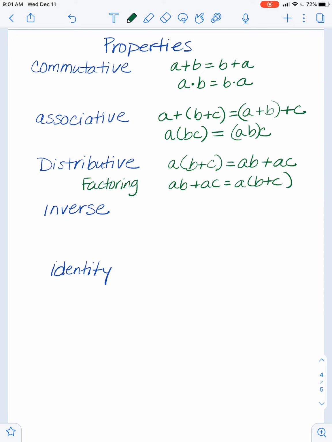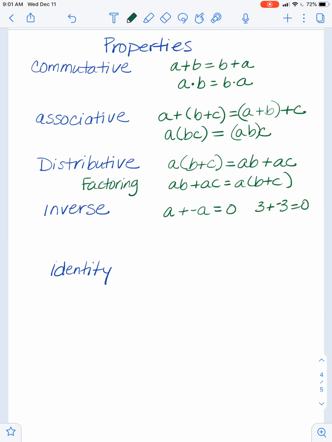Okay, the reverse. The inverse property for addition is simply if I take a number and its opposite, I'm going to get 0. An example would be like 3 plus a negative 3 is 0. Those are inverses of each other.